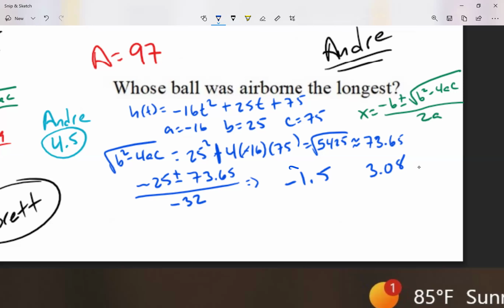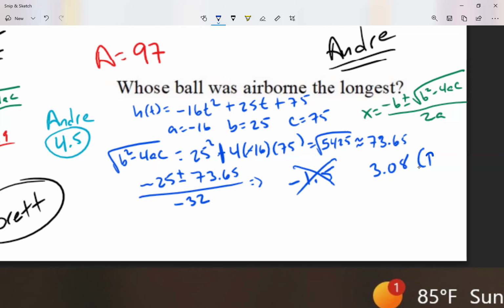3.08. I'm not going to accept a negative time because the ball cannot be on the ground before I throw it. So I'm going to say when it comes to Brett, the ball was up in the air for about 3 seconds, right? 3.08 seconds. So let me just emphasize this is Brett.